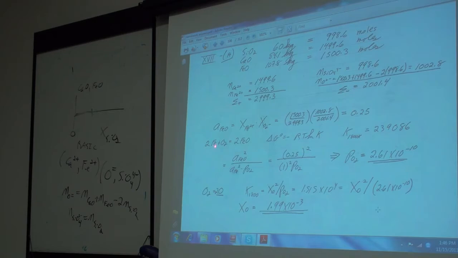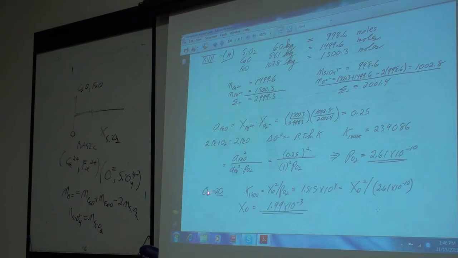If you want to do the rest of it, you have Fe plus oxygen gives FeO, you have a delta G0, that's your RT log K, which is equal to the activity of FeO squared over the activity of iron times PO2. The activity of FeO is here, the activity of iron is 1, because it's in equilibrium with essentially pure iron, so you can calculate the equilibrium oxygen pressure.